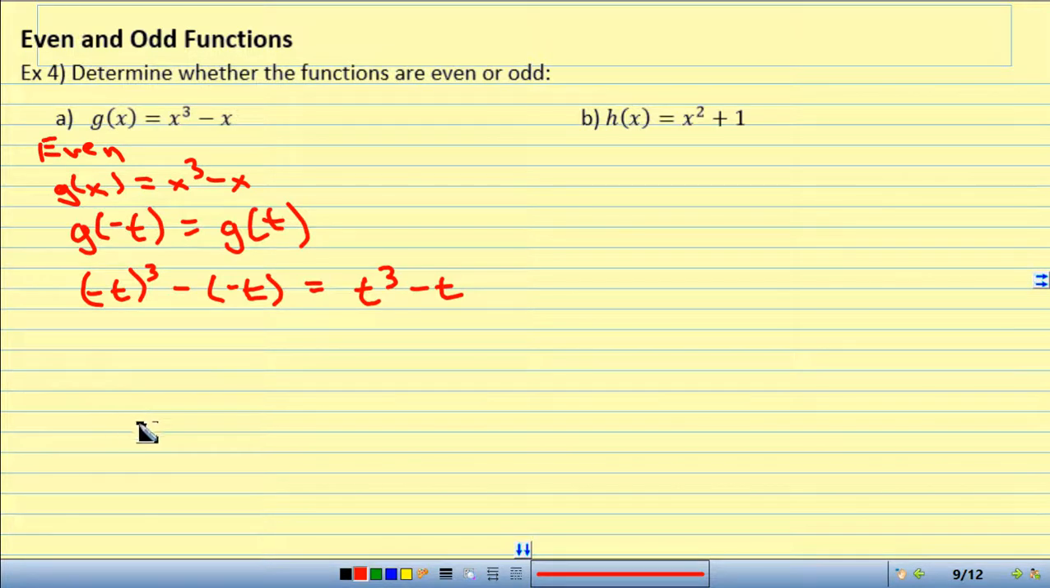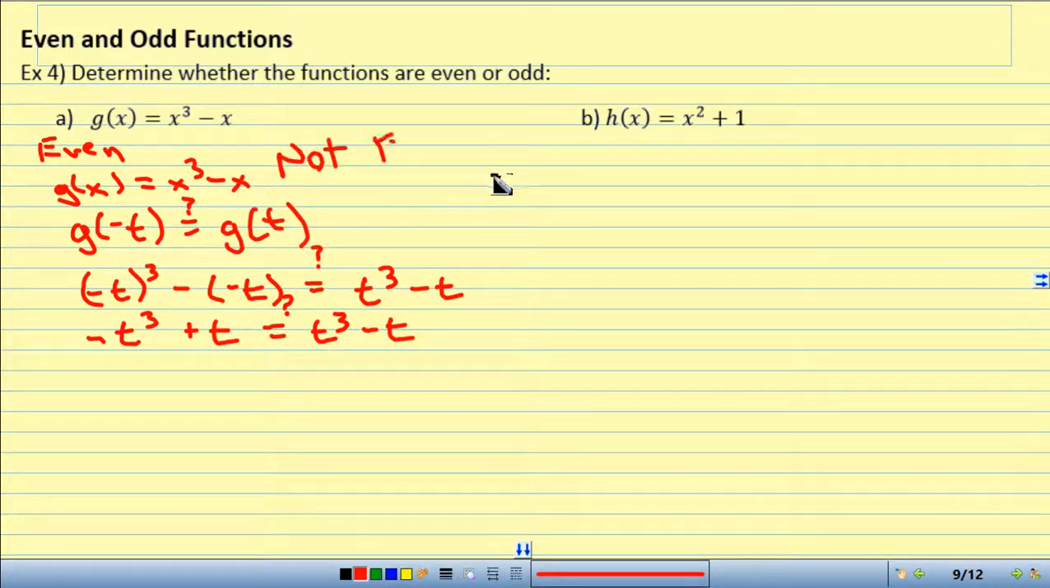So (-t) quantity cubed is going to give me -t cubed. And minus a minus is a plus, so that's plus t. And I want to find out, is it equal to t cubed minus t? Is it equal? Well, just by looking at it, it's not equal. So in this case, it is not an even function. It is not even.